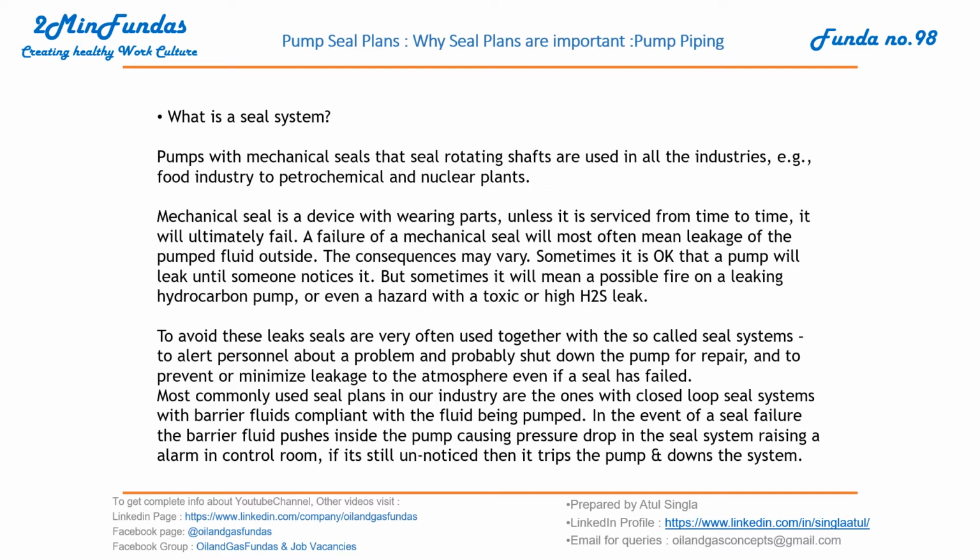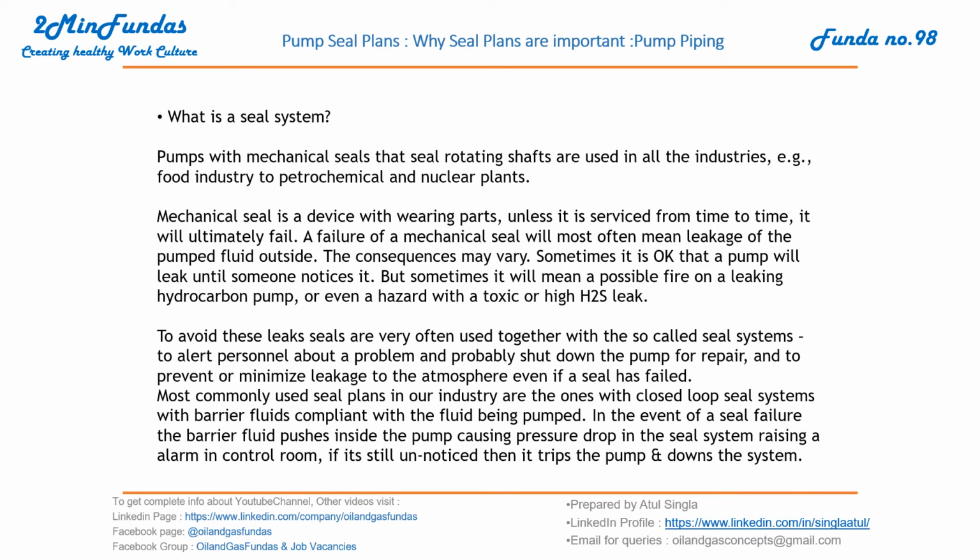Most commonly used seal plans in our industry are the ones with closed loop seal systems. In a closed loop seal system, what happens? The fluid which is pumped goes back to the suction line. In the event of seal failure, the barrier fluid pushes inside the pump, causing a pressure drop in the seal system and raising an alarm. When the pumped fluid is sent back to the line, there will be a pressure drop. That pressure drop can be sensed through a seal system, and that will raise an alarm in the control room. If it's still unnoticed, then it will trip the pump and shut down the system.